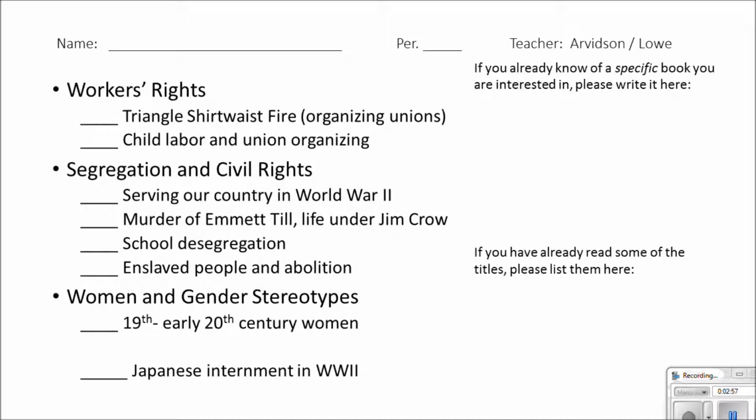So your form looks like this. The topics basically are workers' rights, and there's potentially 1 or potentially 2 different subtopics within there. There's segregation and civil rights. There's 4 separate topic groups under that. And then there's women and gender stereotypes. There's 1 set of texts around that. And then there might be a Japanese internment text set, and I'll talk a little bit about each of these. And then you'll have time to look at the texts that are set up around the room and then fill this out today.